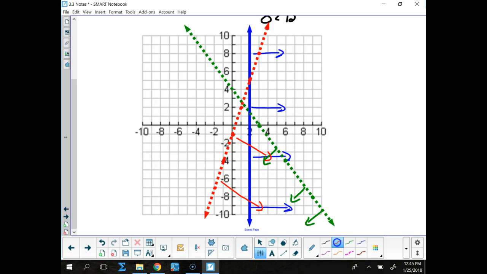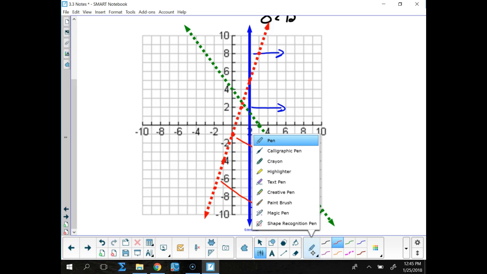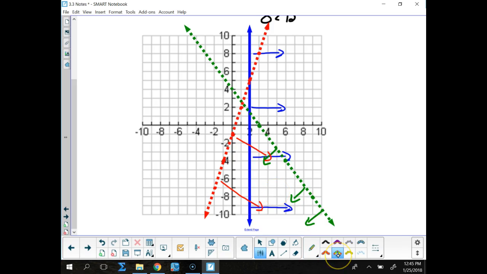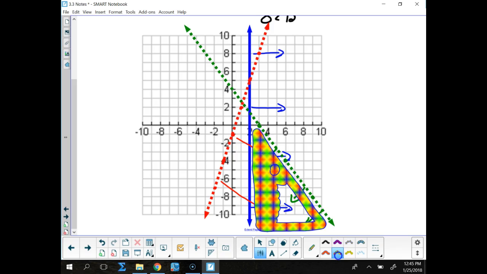So really, my solution area, where all 3 of them show up, is right in there. Okay.